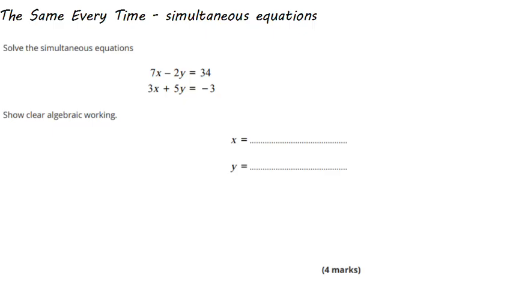Solve these simultaneous equations. If you have looked at the previous videos, you might want to pause now, try this and then compare your answer with mine. The first thing to do is just to check they are written in the right way. Something x, something y equals some number. Something x, something y equals some number. So far so good. Show clear algebraic working. As I've said in the previous videos, if you just write down the answers, they are not going to be happy with that.